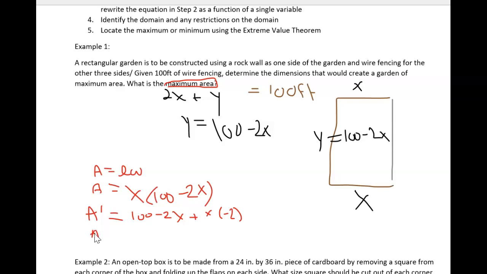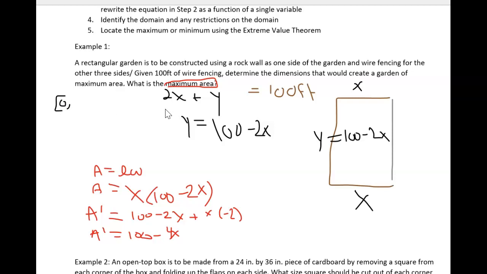or 100 minus 4x. In order to locate a minimum or a maximum, we need to think of some restrictions. So let's restrict our domain. What values of x are possible? Well, the smallest value of x that would make any sense is 0.